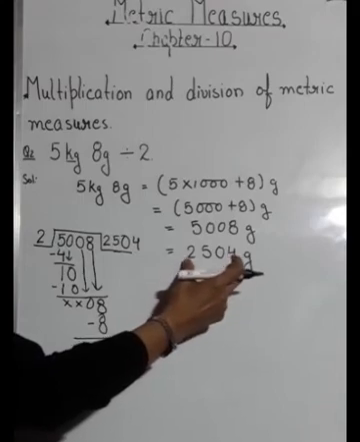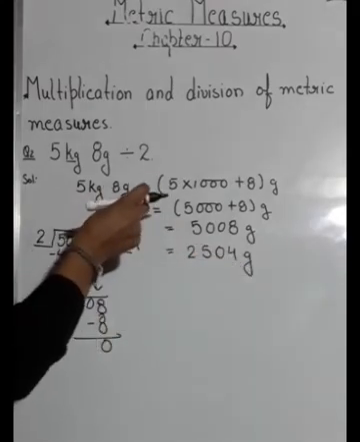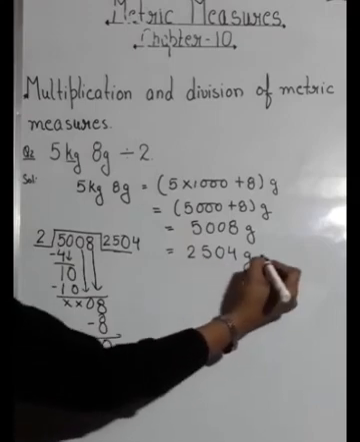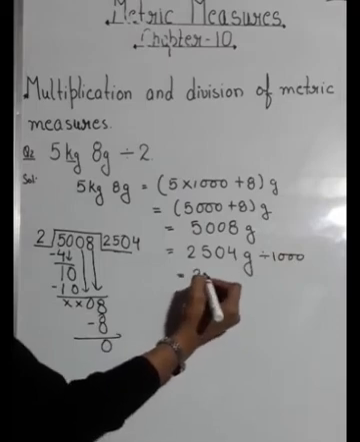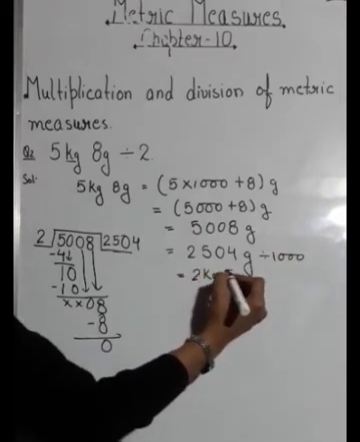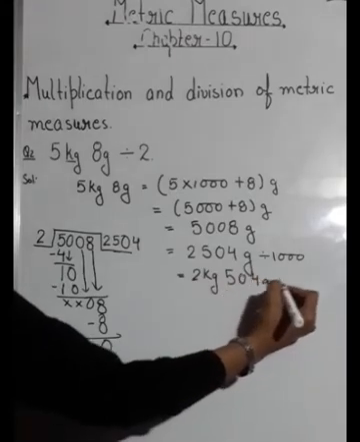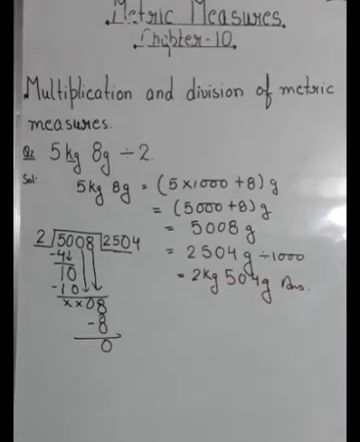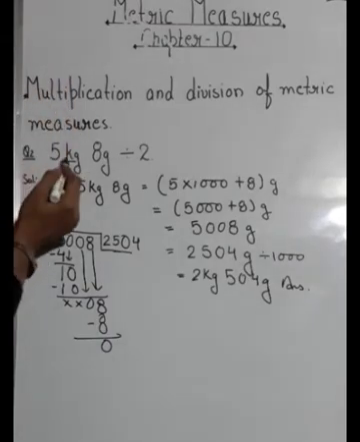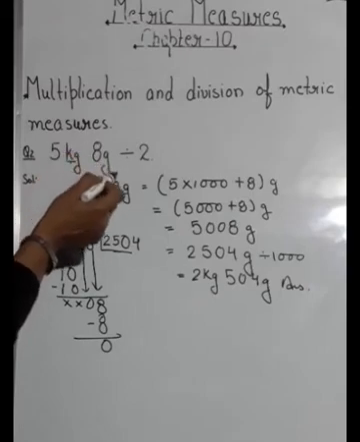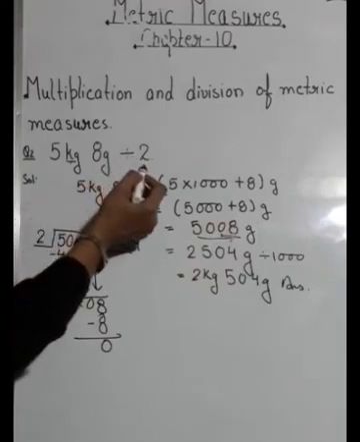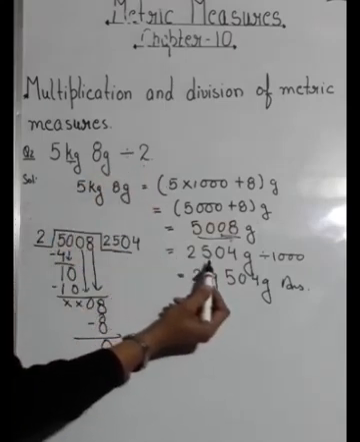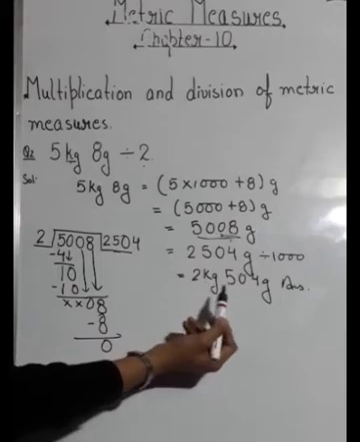Now again you have to convert this into kg and gram. And how are you going to convert this into kg and gram? By dividing it by 1000. Okay, so do the division by yourself. I am just writing the answer. So that will be 2 kg 504 gram, and this will be your answer. Okay, so whenever you have to do the division of any metric measure, first you have to convert the bigger unit into a smaller one, then divide this answer by the given number, and after getting your quotient, again you have to convert it into the given units. Okay.